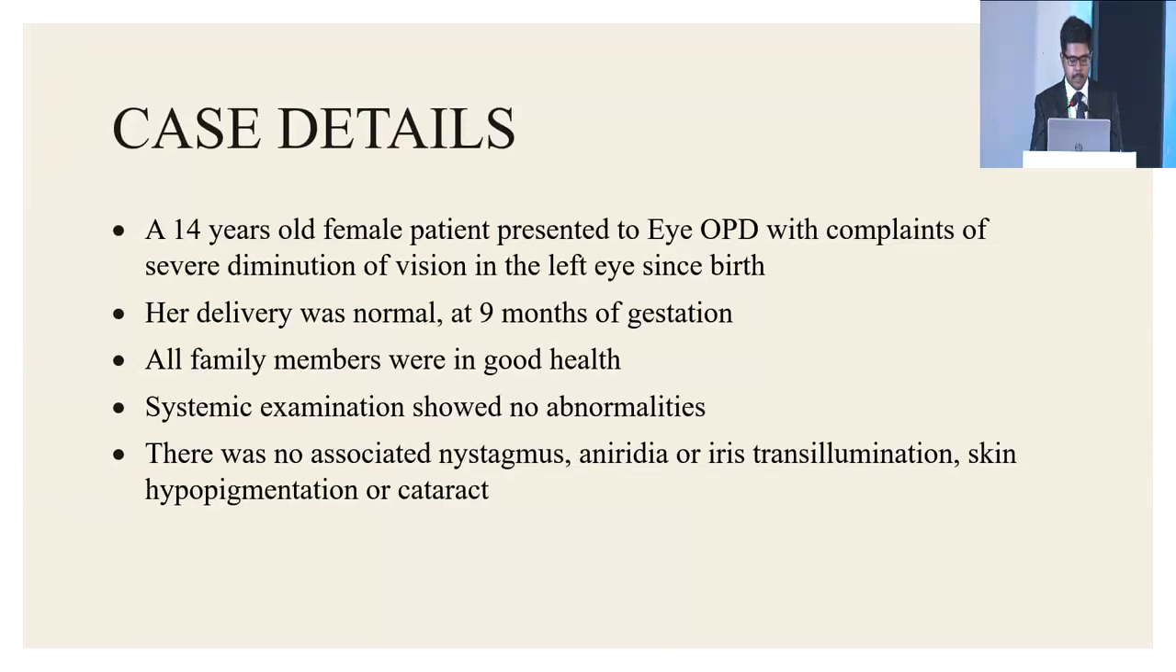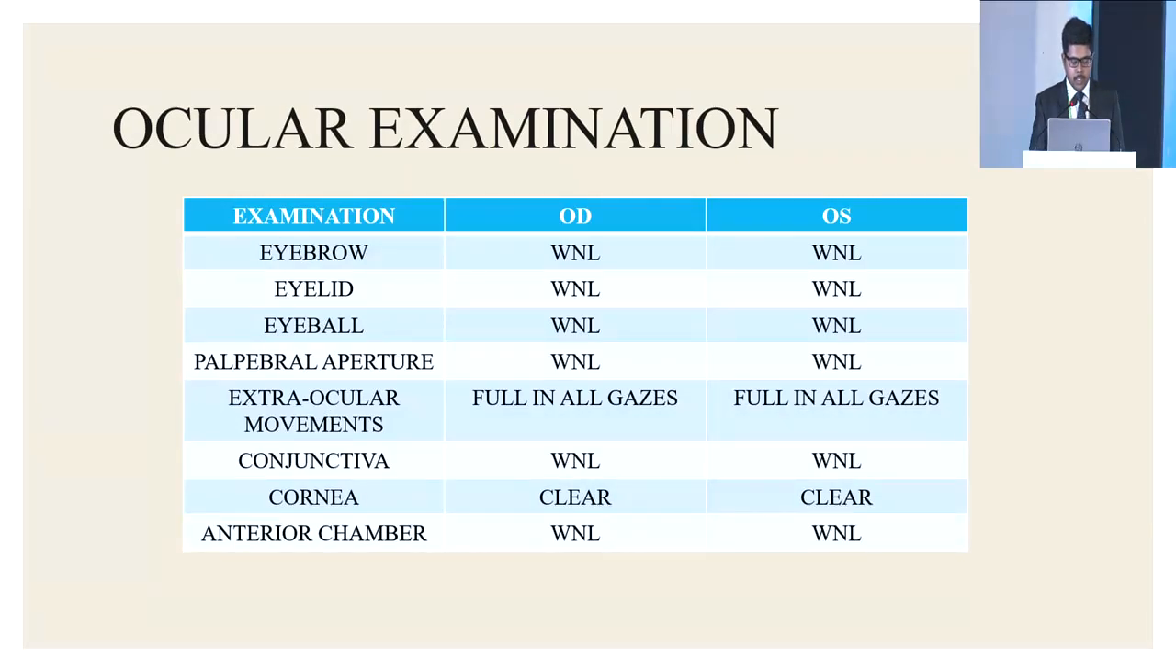Case details: a 14-year-old female patient presented to our IOPD with complaints of severe diminution of vision in the left eye since birth. Her delivery was normal at 9 months of gestation, and all the family members were in good health. Systemic examination showed no abnormalities, and there was no associated nystagmus, aniridia, iris transillumination, skin hypopigmentation, or cataract.